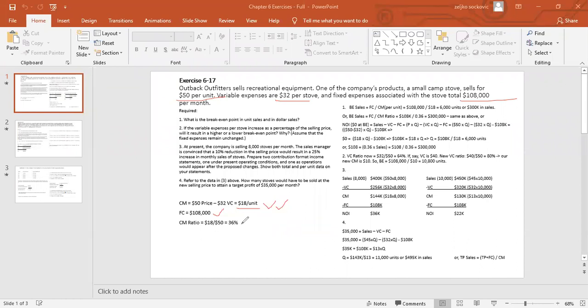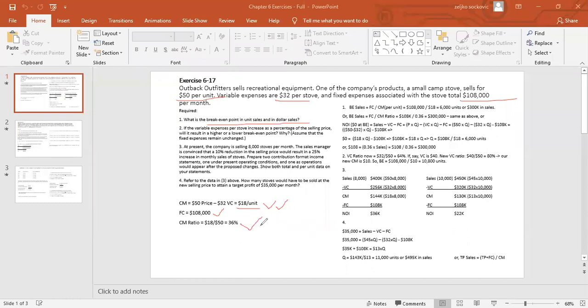Now it depends what you need. Do you need this ratio? Maybe, maybe not. Maybe you're just looking for how many units you need. So you don't necessarily need a ratio, but maybe you want a ratio. If the question is, what are your break-even sales in dollars? You can get it also through units: find units, and then you multiply by price. That's it. What's the break-even point in unit sales and in dollar sales?